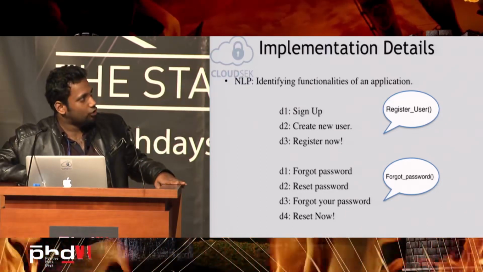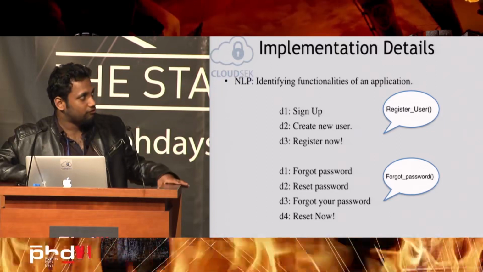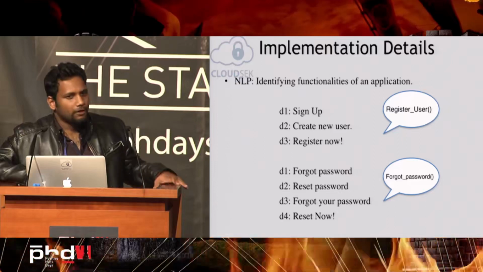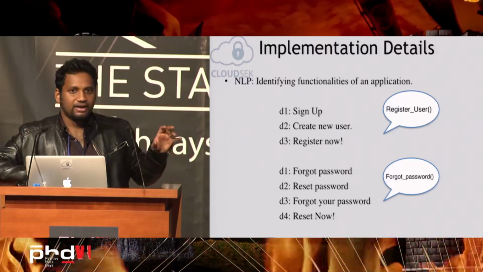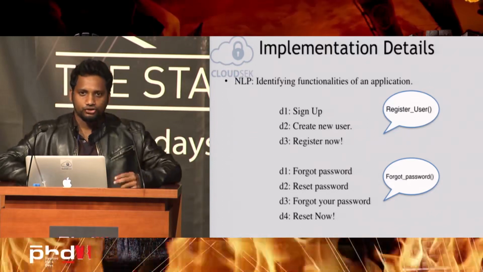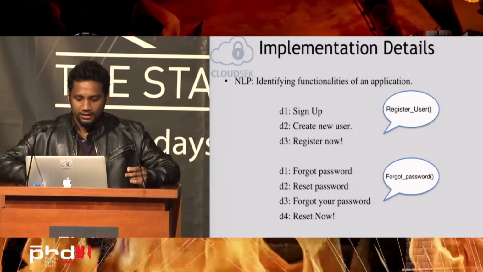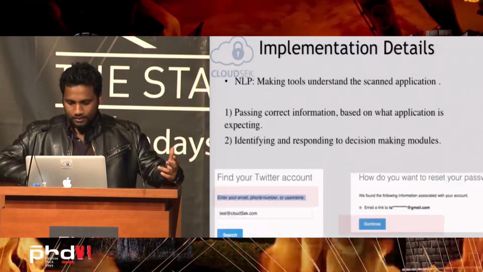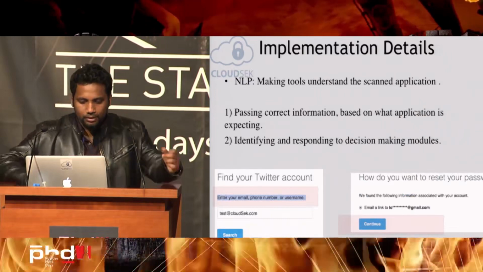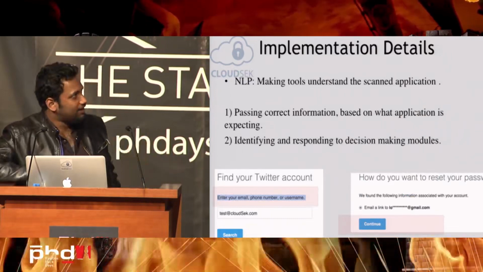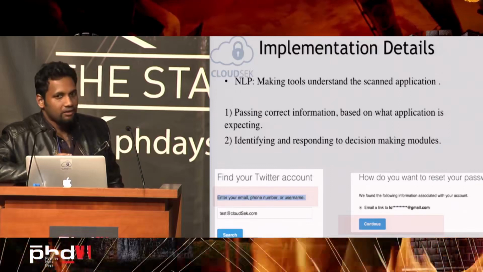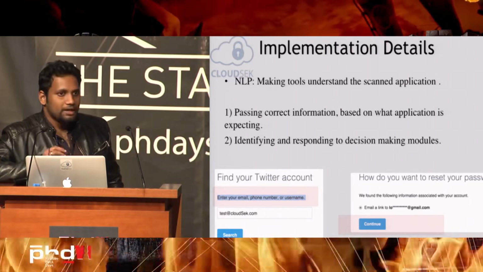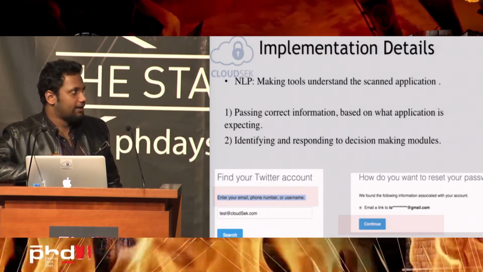And anything which has got called forgot password, reset password, forgot your password, reset now, etc., we all term them into another label. So we created different labels which were used throughout a web application, and we built the training data. Once we build the training data, our objective is, if the web application encounters a label called enter your email, phone number, or username, the application should only enter this particular data.